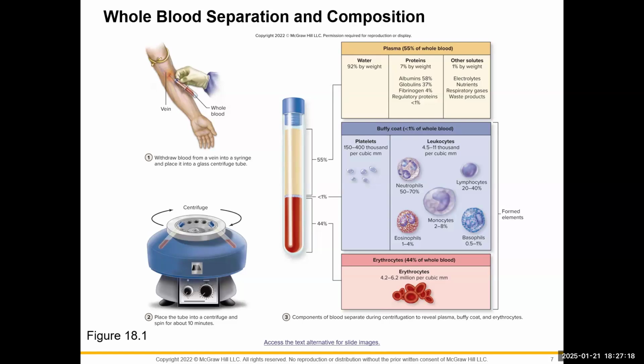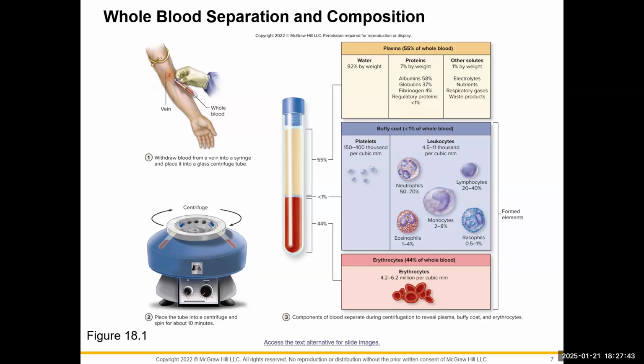Now, if you look to the right of the screen, we can see what's in each of those layers. The easiest one is to go to the bottom, and you'll see in that red layer, those are the erythrocytes. And like I said, that makes up 44% of your overall blood sample. Then just above it, you can see the buffy coat, and that's going to contain your platelets and your white blood cells. And if you look at it, there's not a lot.